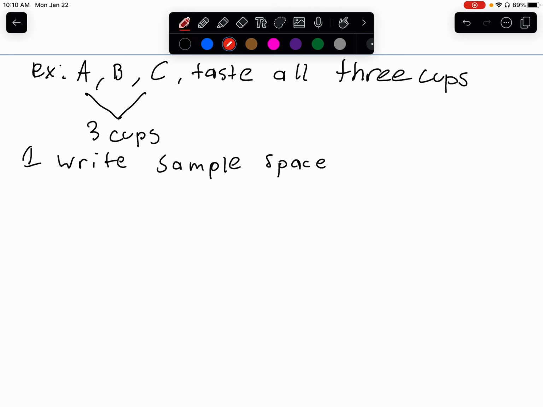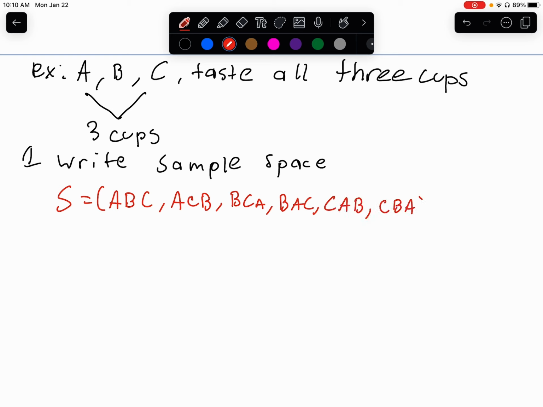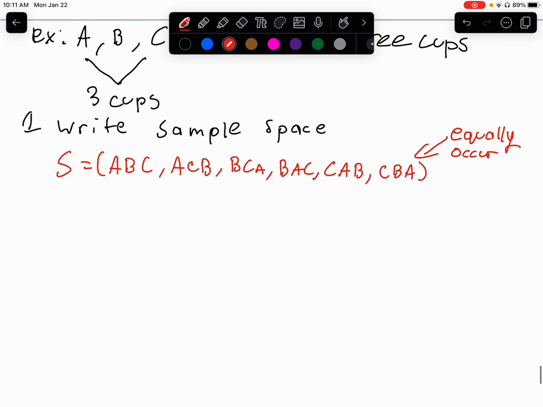As we write the sample space, what are we trying to look for in these 3 cups? What can occur? A person can drink A, B, C first, then A, C, B next, B, C, A, B, A, C, C, A, B, and C, B, A. And all can equally occur. As we write down the sample space, this will help us for our next couple of problems.